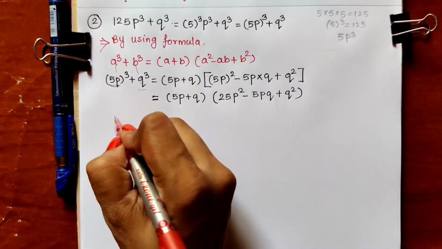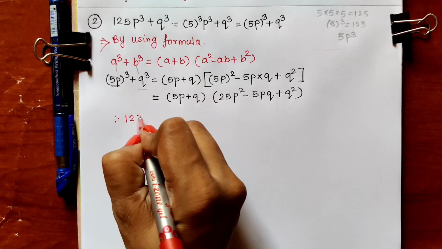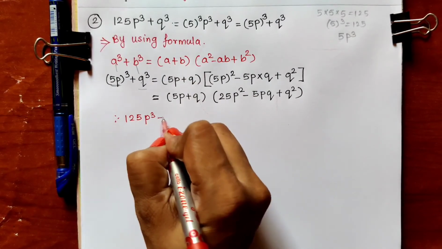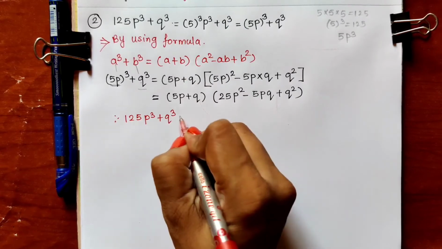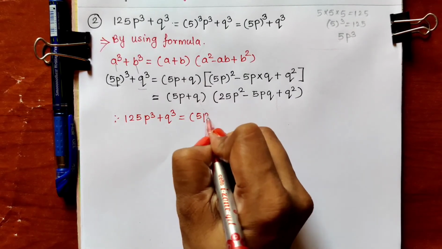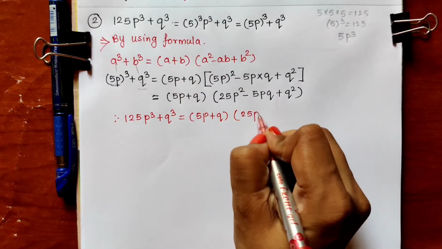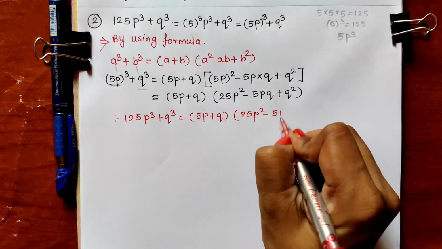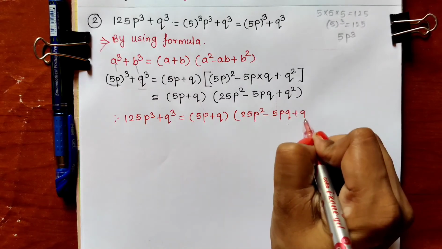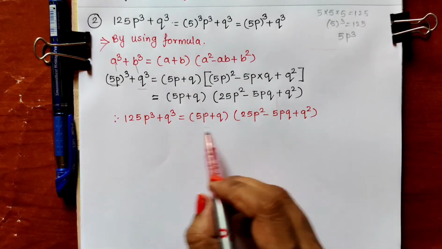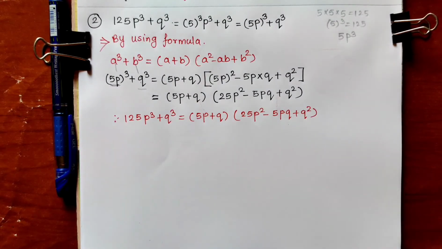Now we can write this question again. Therefore 125p cube plus q cube is equal to 5p plus q in the first bracket and 25p square minus 5pq plus q square in the second bracket, which are the factors of this expression.